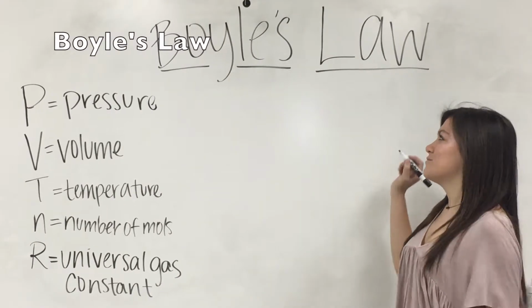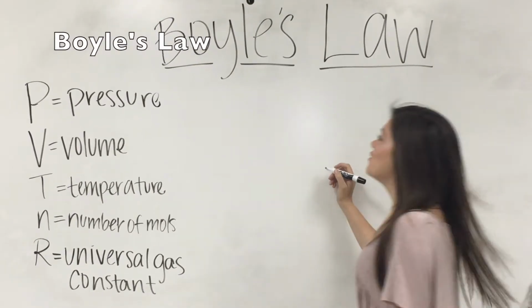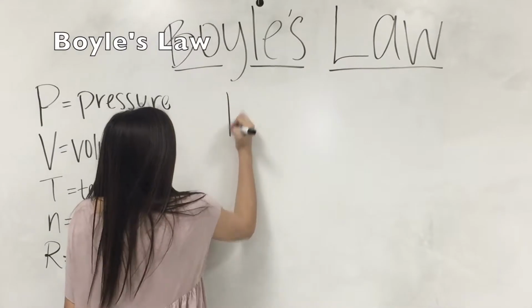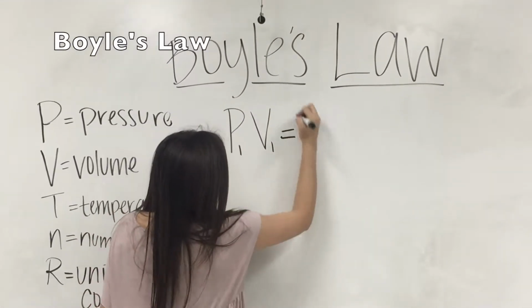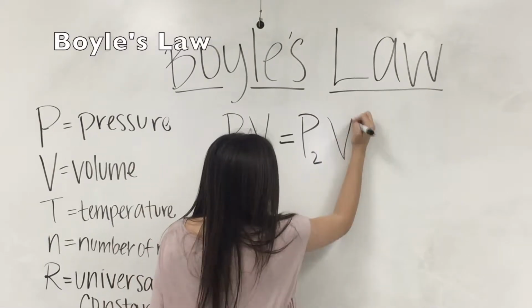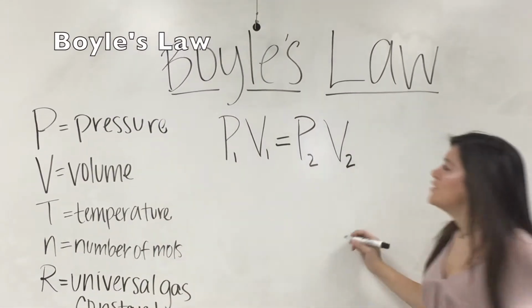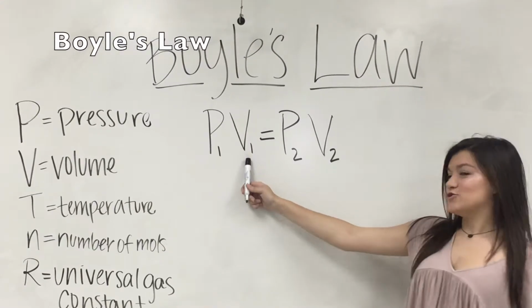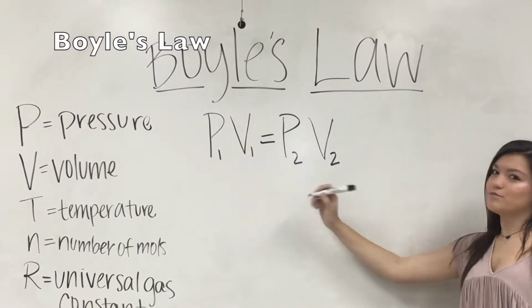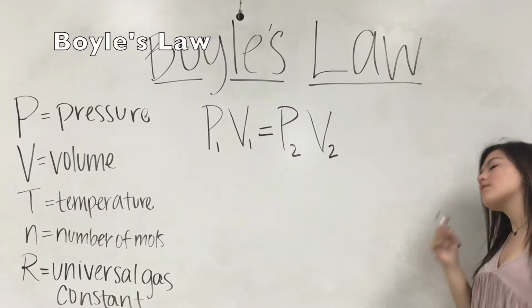So now we'll be talking about Boyle's law equation. Boyle's law is P1 V1 equals P2 V2. This stands for the initial pressure times the initial volume equals the final pressure times the final volume.